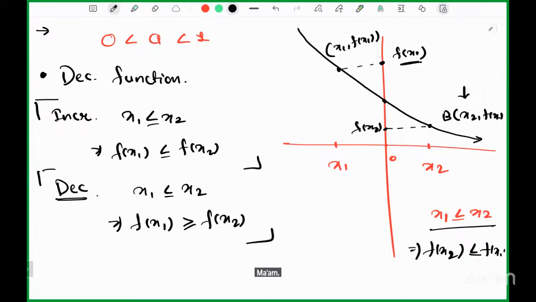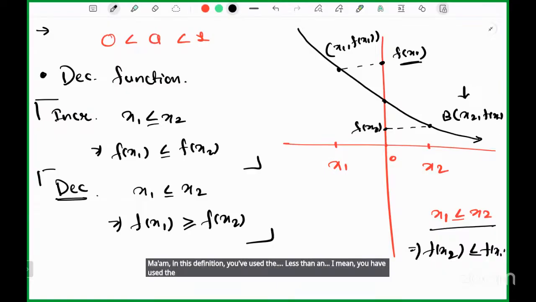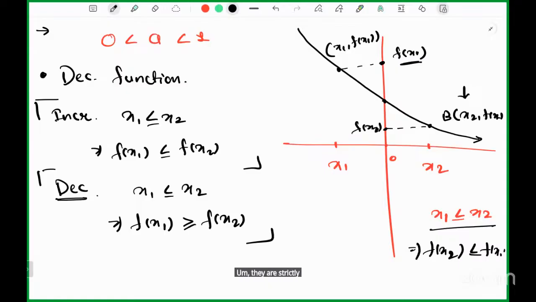Ma'am, in this definition you have used the less than and also the equality. There are strictly increasing and strictly decreasing functions. If they use the word strict, then you have to remove the equality.